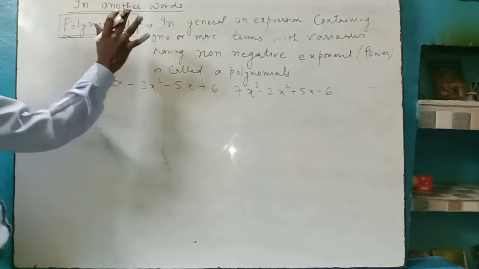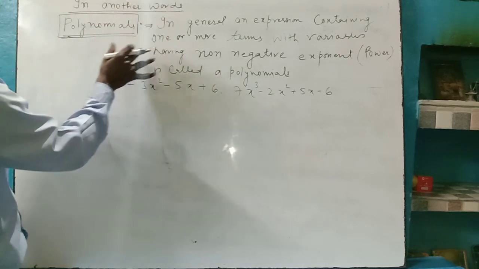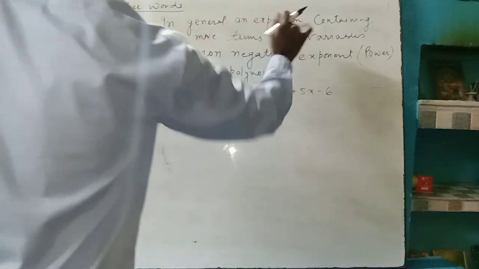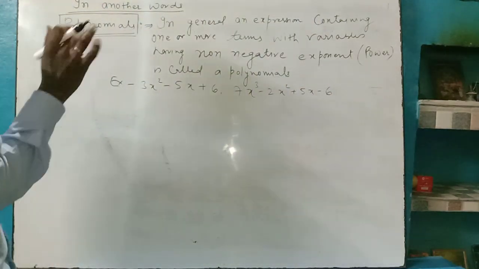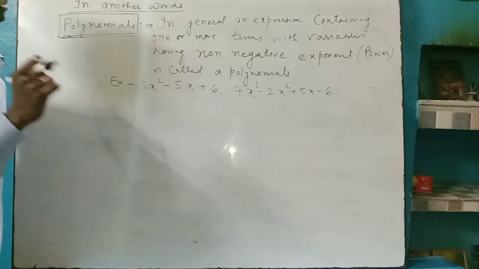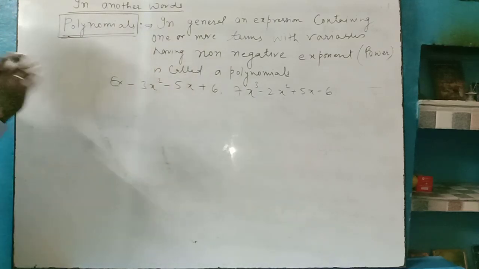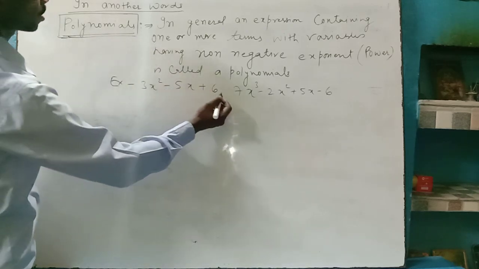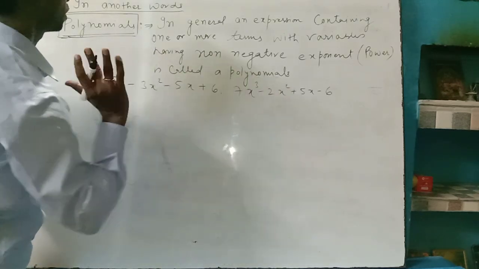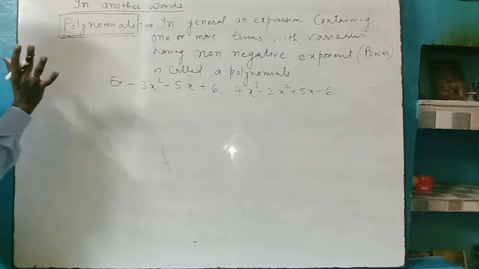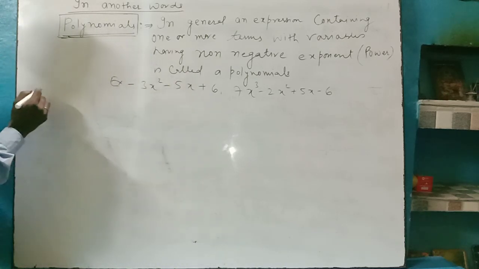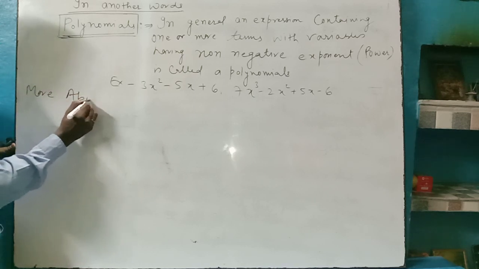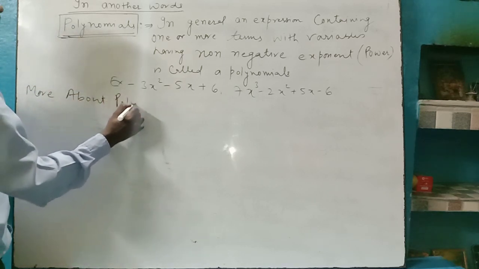In other words, we can also say the definition of polynomial. In general, an expression containing one or more terms with variables having non-negative exponents, a power, is called a polynomial. Example: 3x square minus 5x plus 6, 7x cube minus 2x square plus 5x minus 6. This is also a definition of polynomial. Now we will discuss more about polynomial.